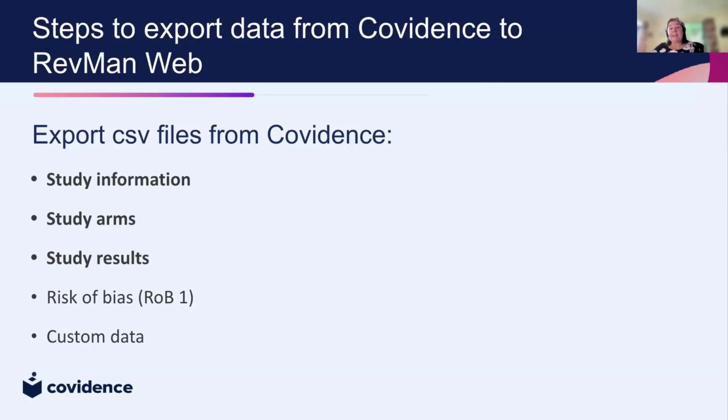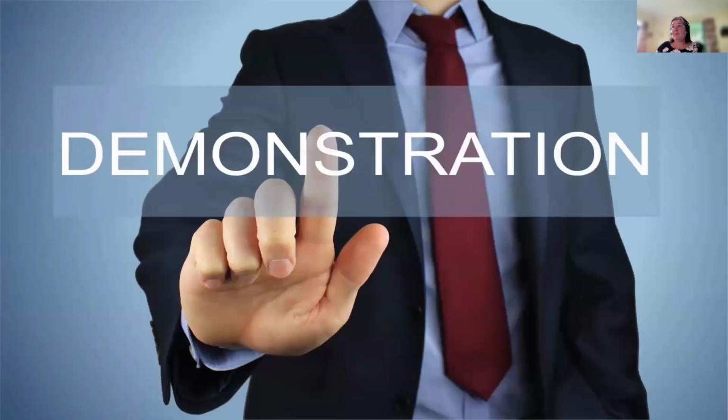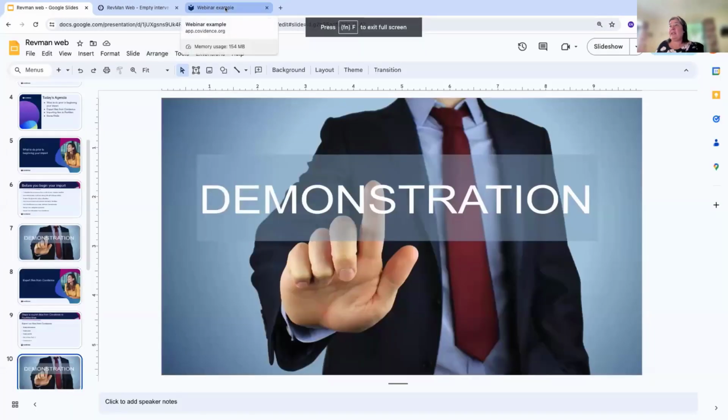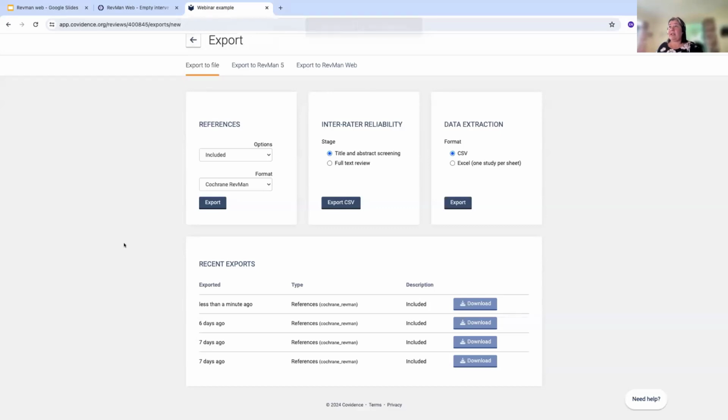But what Covidence does is we export all that data for you. So all the data that you've captured will be exported so that you know that you have it and you don't forget that it's somewhere else in a different file. So I'm going to show you now how to export that data. Again, I'm just going to pop out of the slides and back into Covidence.